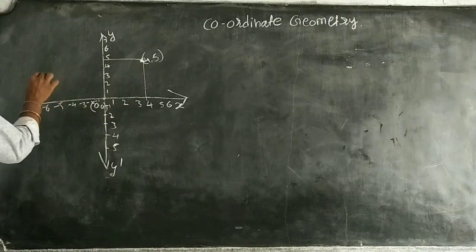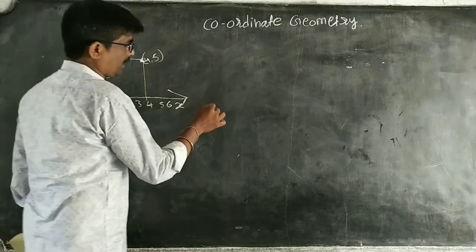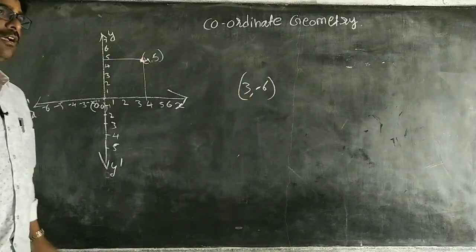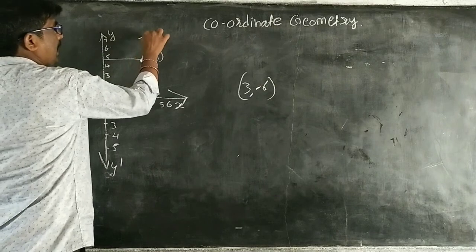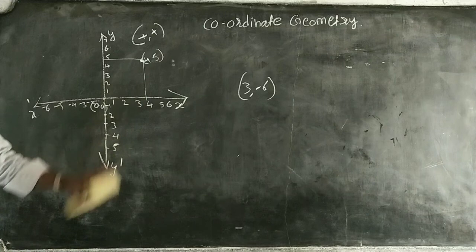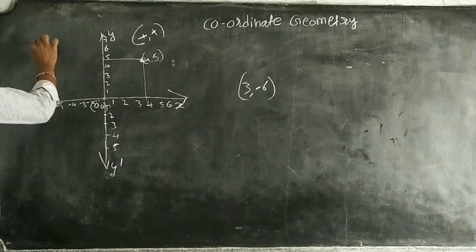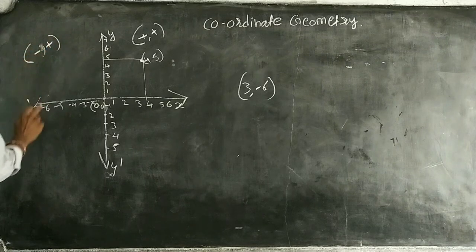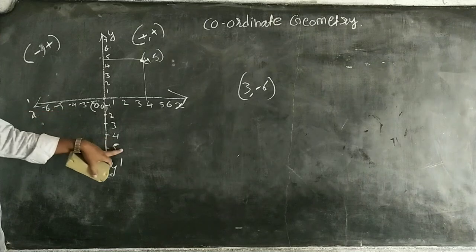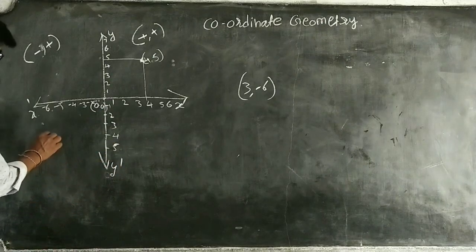If I also take another number, for example 3, -6. Observe here, x and y are both positive. Here x is negative and y is positive. Here the x coordinate is negative and the y coordinate is also negative. So whenever we represent a point, it is in one of these regions.